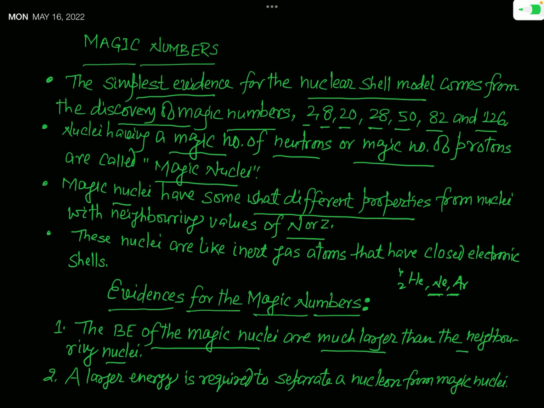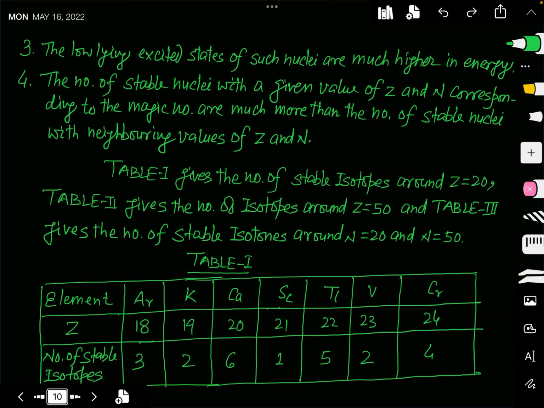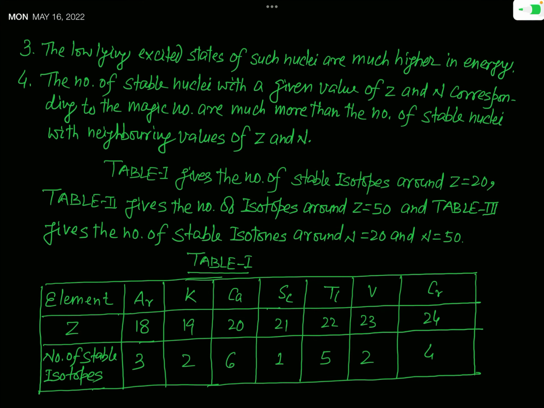And as the binding energy per nucleon is very large, a large amount of energy will be required to break such a nucleus. It means if you want to separate a nucleon from the magic nuclei, you have to supply a large amount of energy from outside.